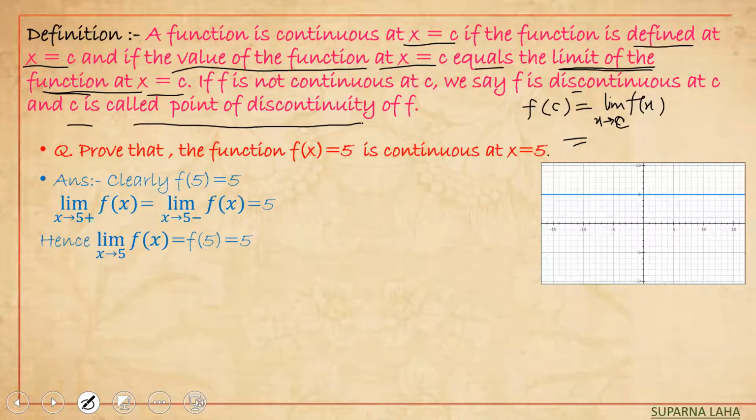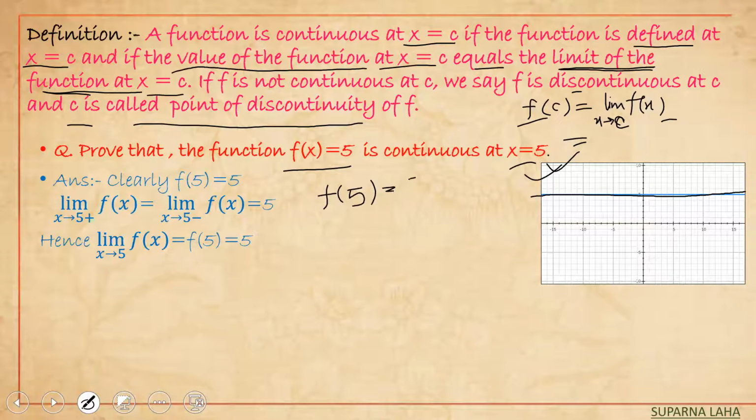Now check the continuity of a function. Here I am taking this function f of x is equal to 5. From the graph you can easily say that the function is continuous at x equals 5, since we don't need to lift our pen to draw the graph. Now check whether these two values are equal or not. That is the functional value, f of 5.